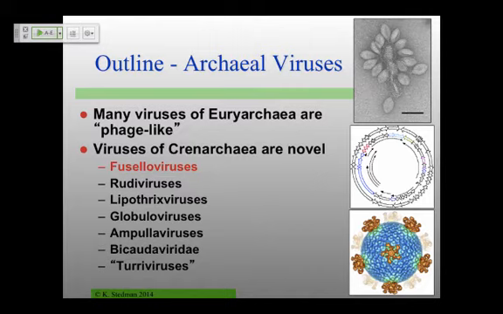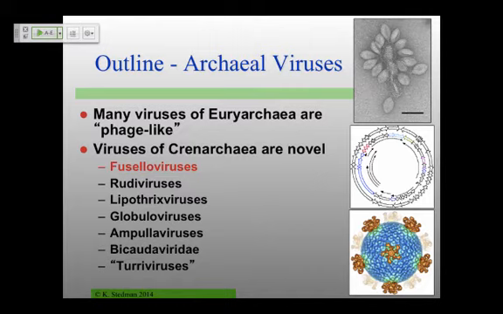The Rudiviruses are rod-shaped viruses. The Lipothrixviruses, these long filamentous ones. Globulo, should be pretty obvious what they look like. Ampullas are bottle-shaped viruses. So actually before you had the Pandoras and the Pithos, these are the first ones that sort of look like liquid containers.